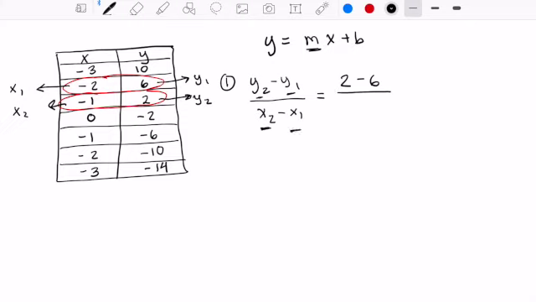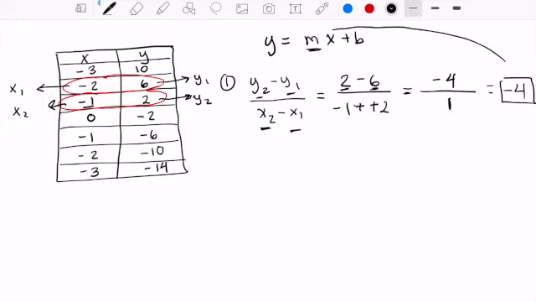x2 minus x1 is going to be negative 1 minus negative 2. Simplify this out. 2 minus 6 gives me negative 4. Negative 1 minus negative 2, well, again, when I see those two negatives next to each other, I'm going to write them as a positive. So negative 1 plus 2 gives me a positive 1, which tells me that my slope is negative 4.